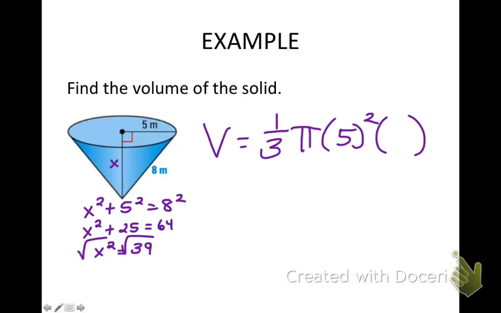Square root of 39, what is that? It is 6.1. So that represents the height of my actual cone, so we're going to put that up here in our blank set of parentheses. Now it's just calculator work.